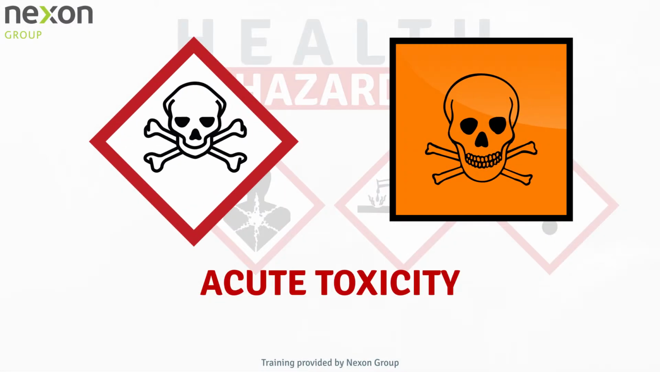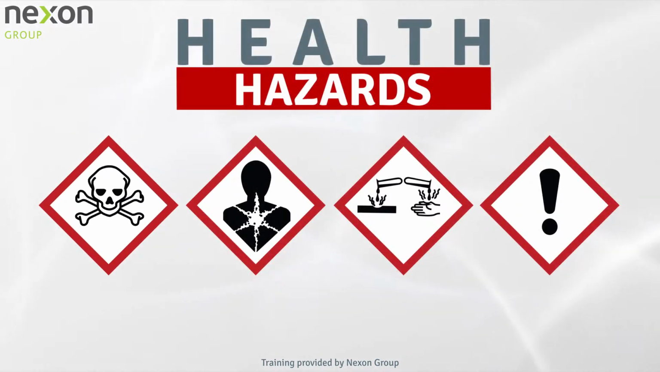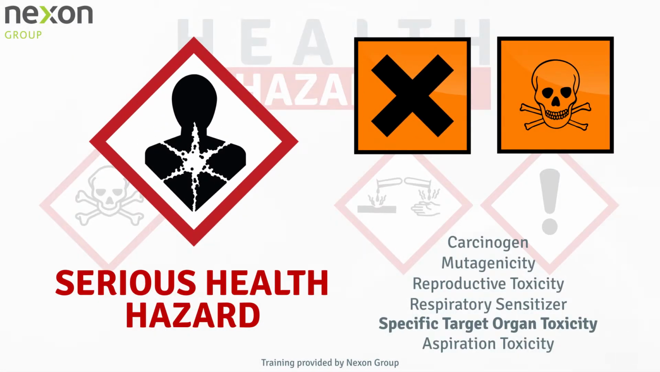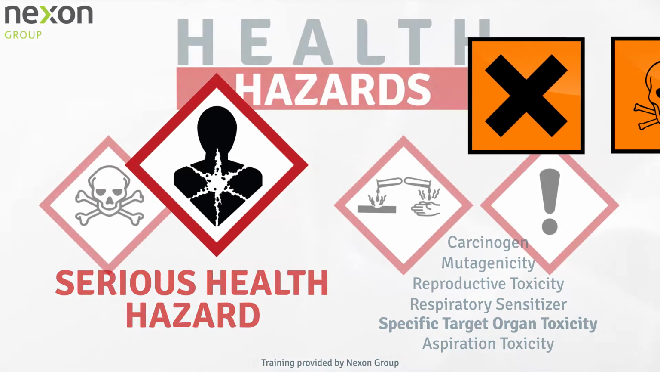This is the pictogram for acute toxicity. Below you can see the old DPD orange and black symbol. Here is the pictogram for serious health hazards: carcinogen, mutagenicity, reproductive toxicity, respiratory sensitizer, specific target organ toxicity and aspiration toxicity. This is a new symbol pictogram covering 2 of the old DPD orange and black symbols.